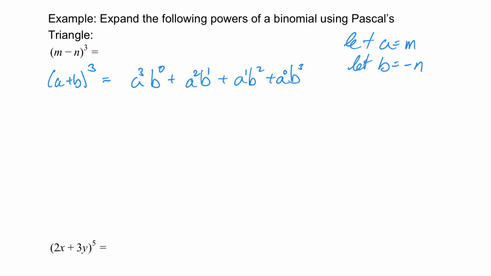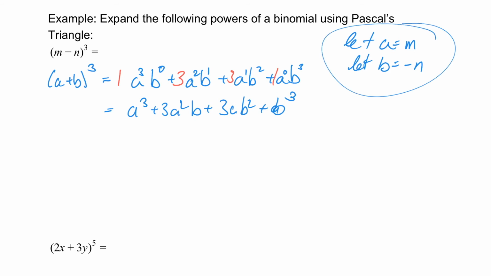And then what's the third rule? Pascal's triangle. I've done it enough already that I remember it's going to be 1, 3, 3, 1. So those are my coefficients. So what does this simplify to? Let me just write the simplified version here. This is going to be a cubed plus 3a squared b plus 3ab squared plus b to the power of 3.